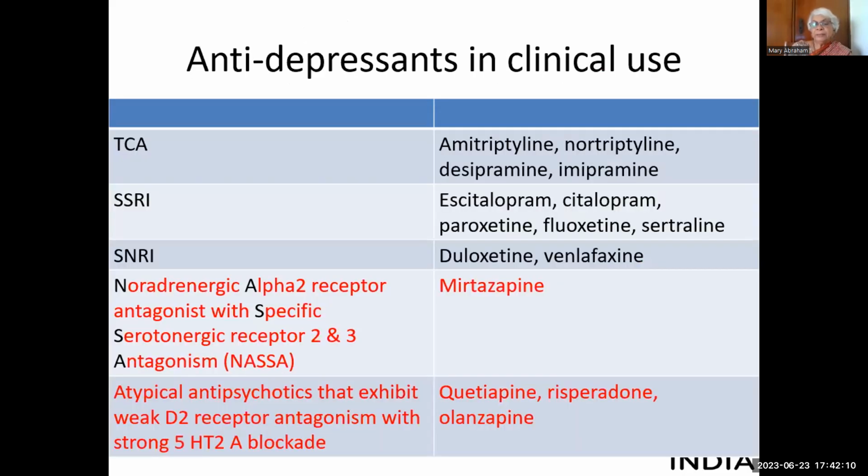So the most important antidepressants that we are giving are the tricyclic antidepressants, the selective serotonin reuptake inhibitors, and the serotonin norepinephrine reuptake inhibitors. Now, some other drugs are also available, like the NaSSA drugs, like mirtazapine, or the atypical antipsychotics like quetiapine, risperidone, olanzapine. But the ones that we are most commonly using are the first 3 categories.